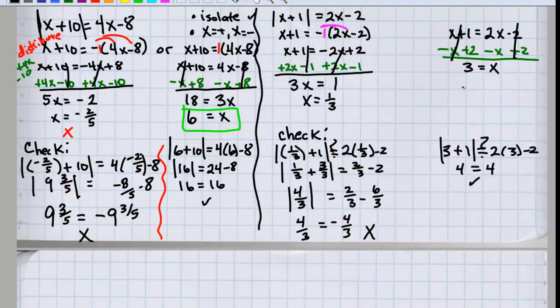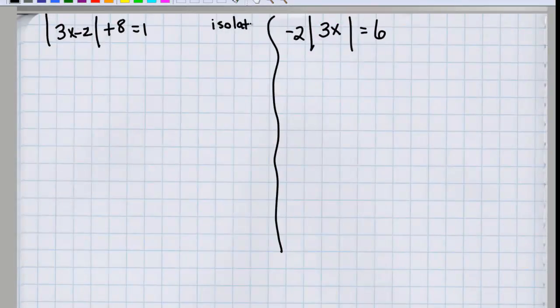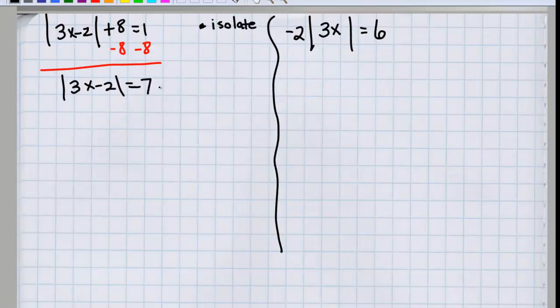So the answer is x equals 3. We need to isolate our absolute value first. We do that by subtracting 8 from both sides. Well, now I have the absolute value of 3x minus 2 is equal to negative 7. I can actually stop right here.